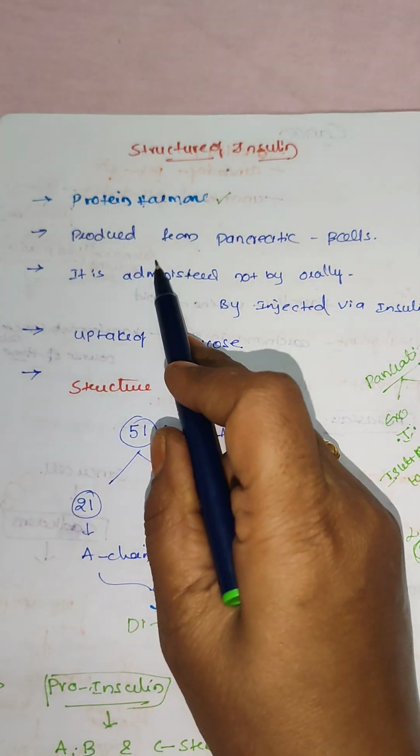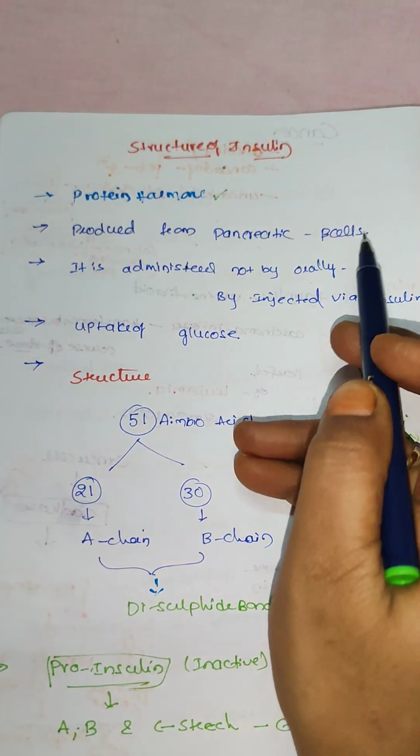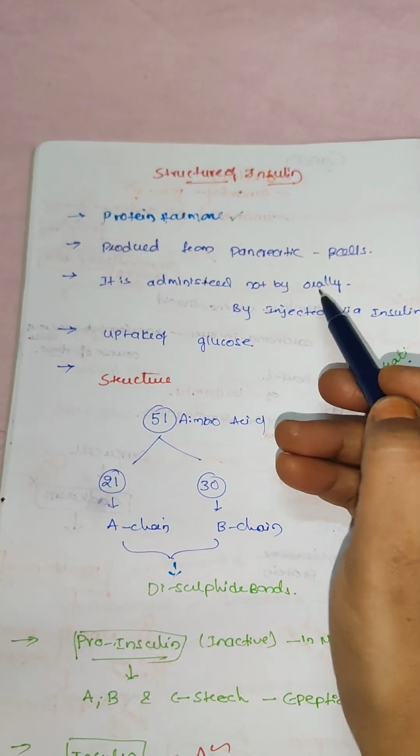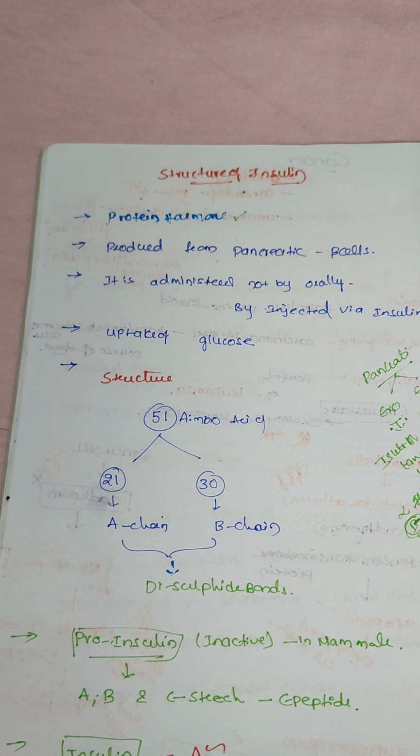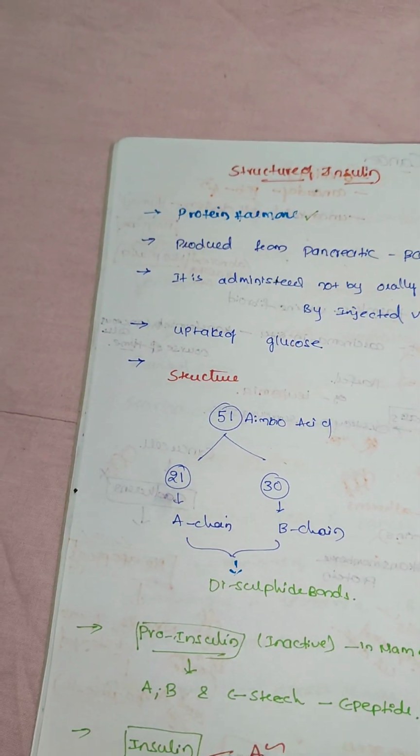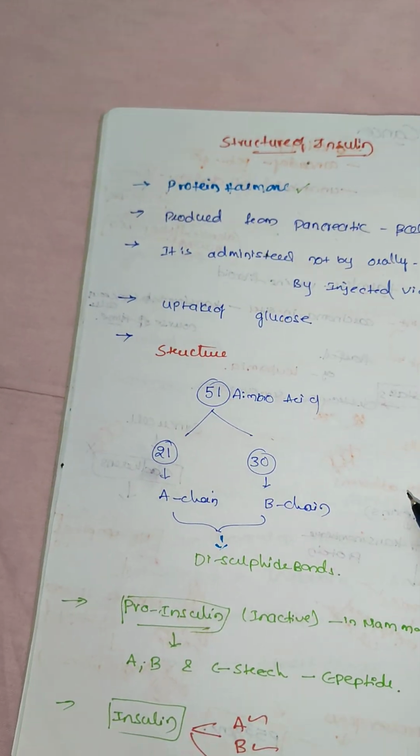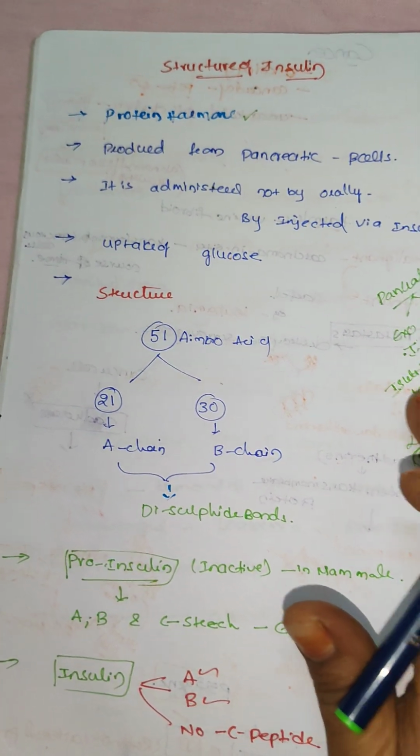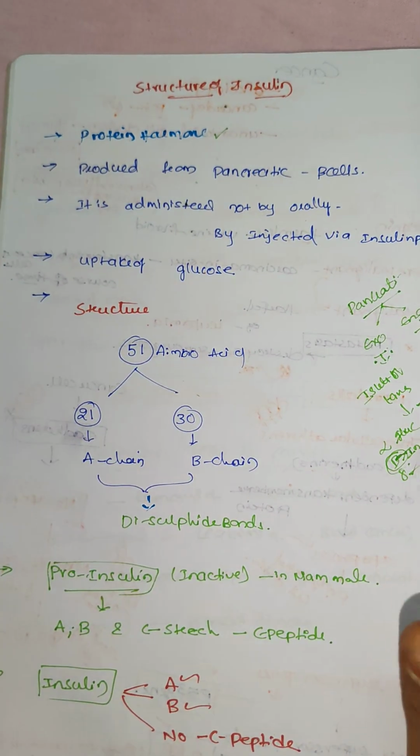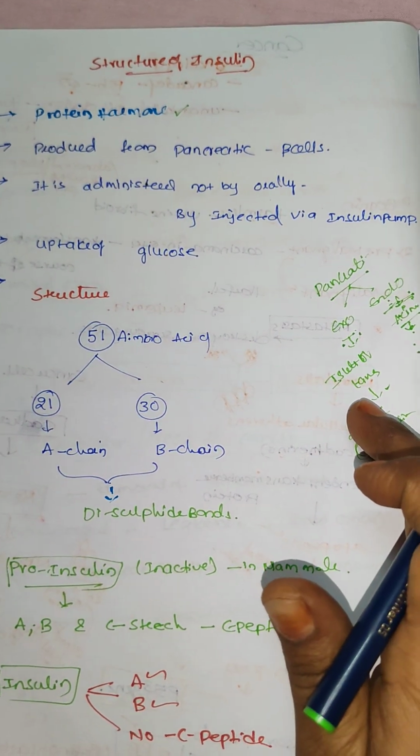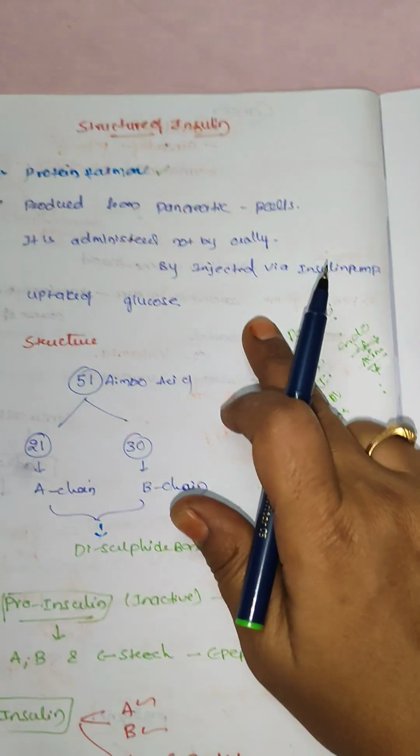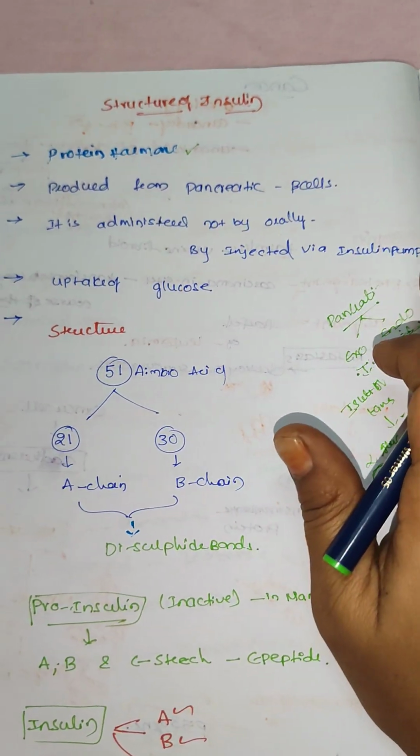So it is produced from the pancreatic B cells, and it is not administered orally. It is injected via insulin pump. Why? Because it is a protein hormone. The protein is broken down in the stomach before it is absorbed. That is why it is not taken orally. It is taken by injection via insulin pump.